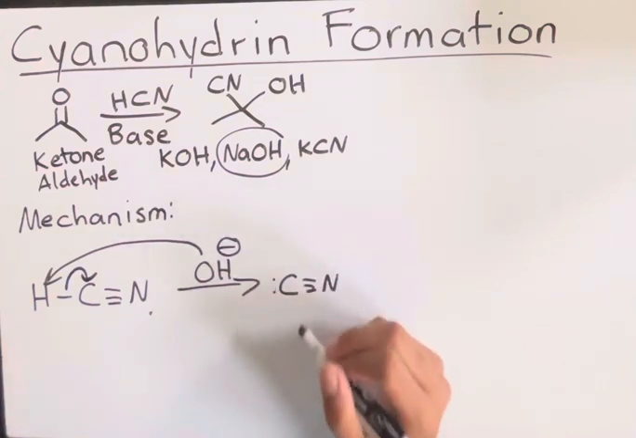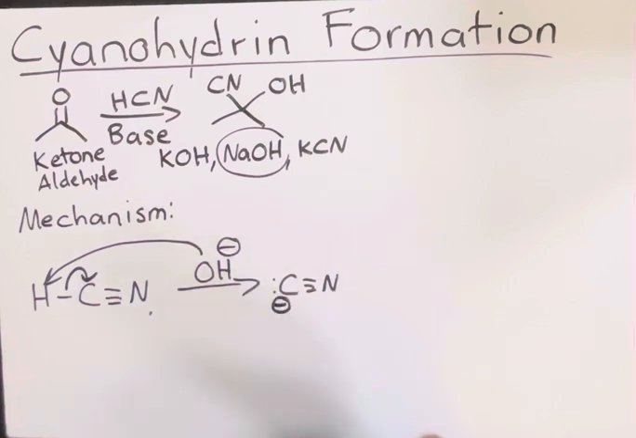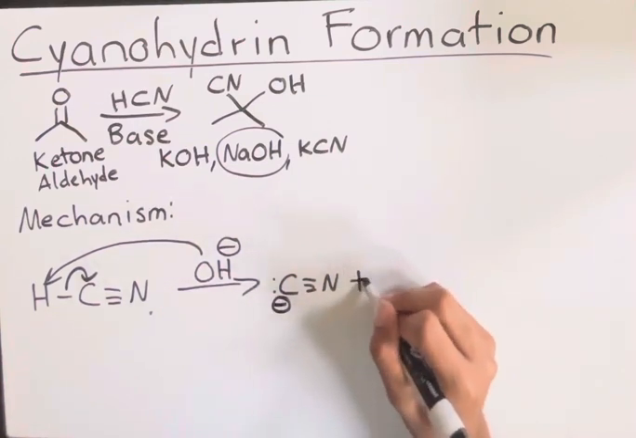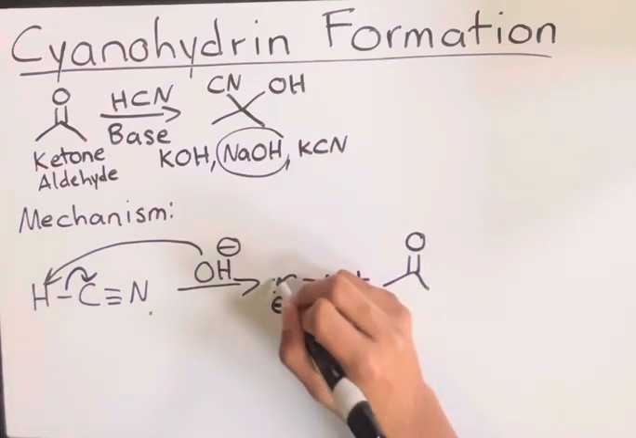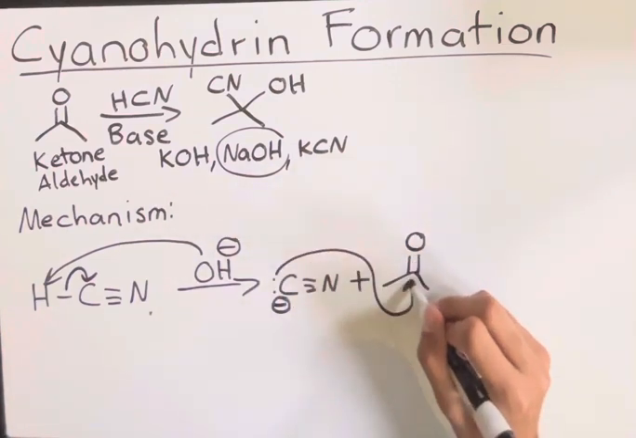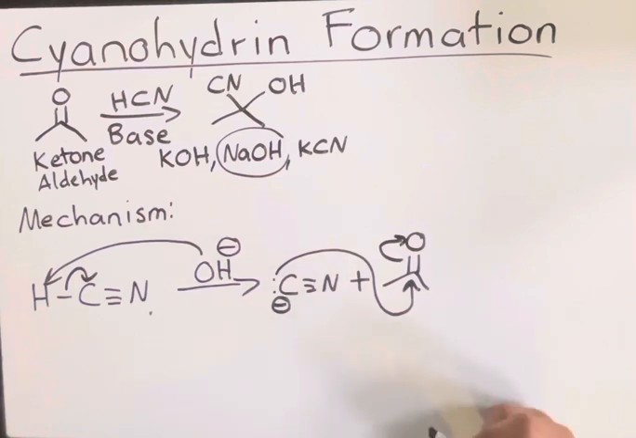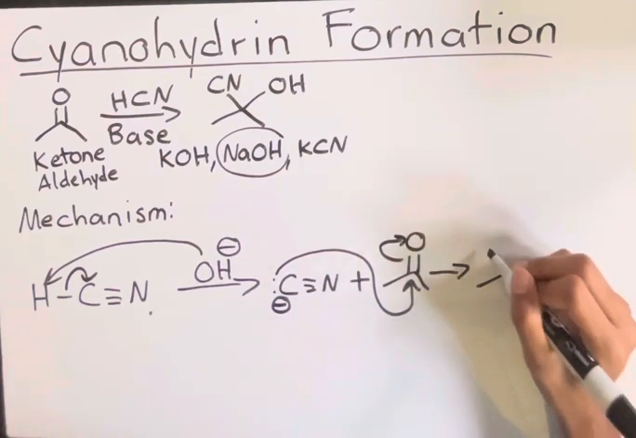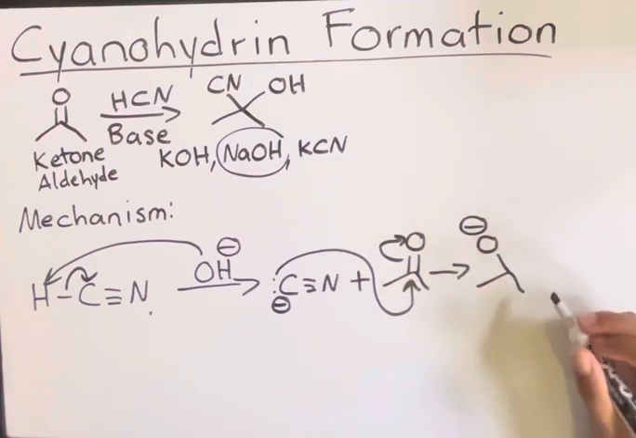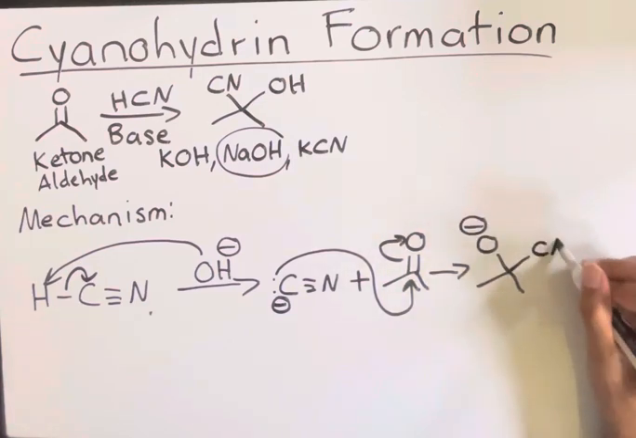So now what we get is a carbon with one lone pair, and it's going to have a negative charge, which now means that we can bring in our carbonyl. And this lone pair is going to attack our carbonyl carbon, moving those electrons onto the oxygen. So now what we get is our oxygen up here with a negative charge, and then we have our nitrile.